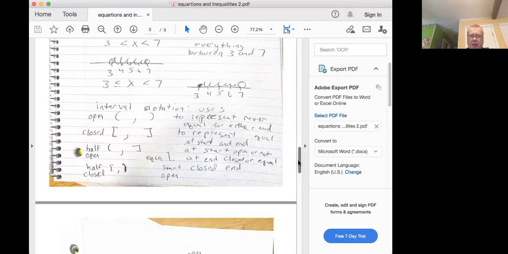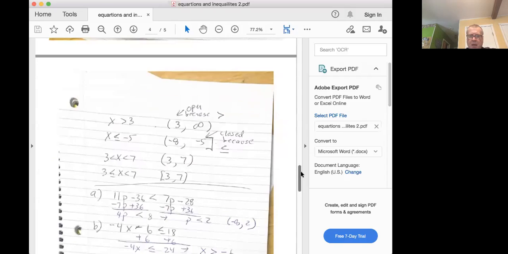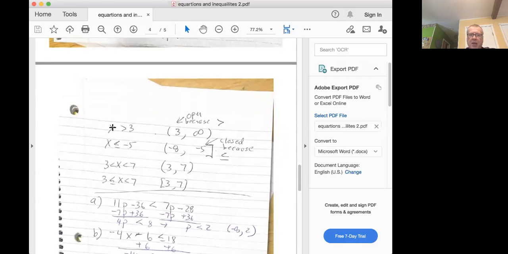We can get half open and half closed, or we can get fully closed like we have here, or fully open like we have up here. So if I say x is greater than 3, 3 is not included, so I'll use a parenthesis, and it goes on forever. Forever is infinity. So we use this lazy 8 symbol for infinity. We can never get there. So for infinity, we always use parentheses.